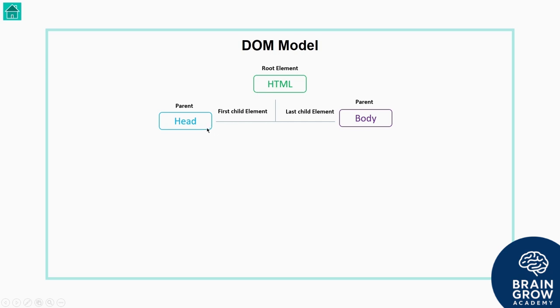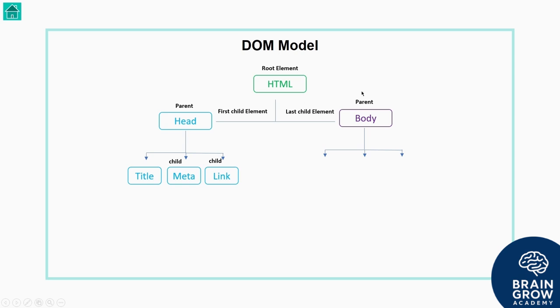So this is the first child element, and this is the second child element, as head comes first and body comes last. So in the parent head tag here we have the title, meta, link. They are all children because they are under head. So head is their parent, and head is the child of HTML.